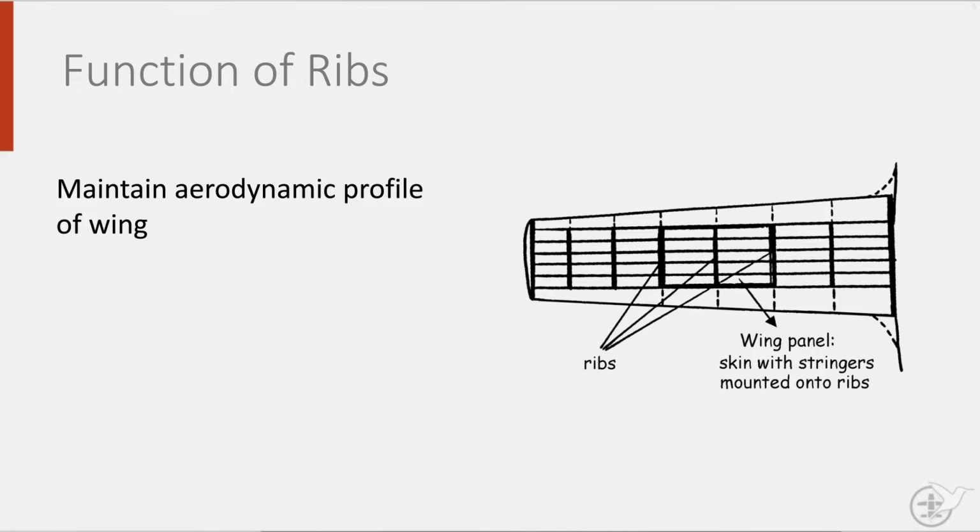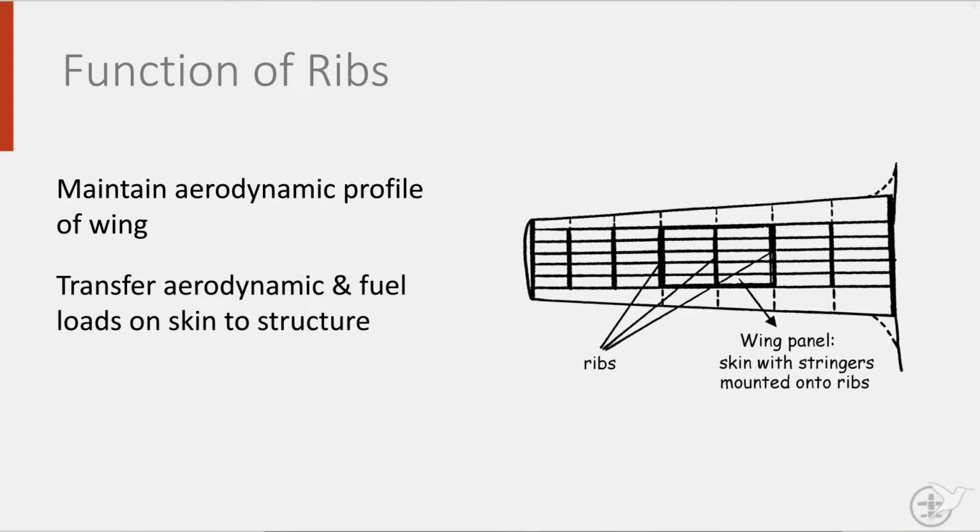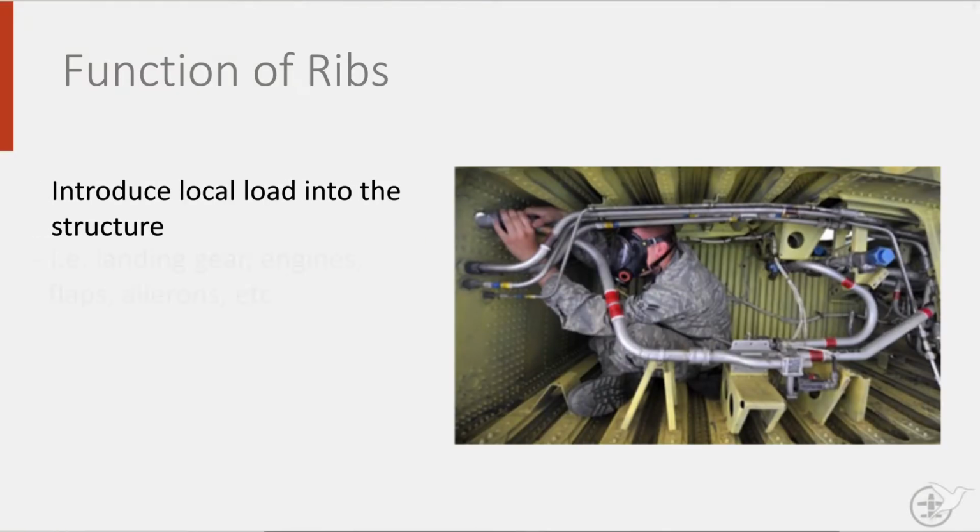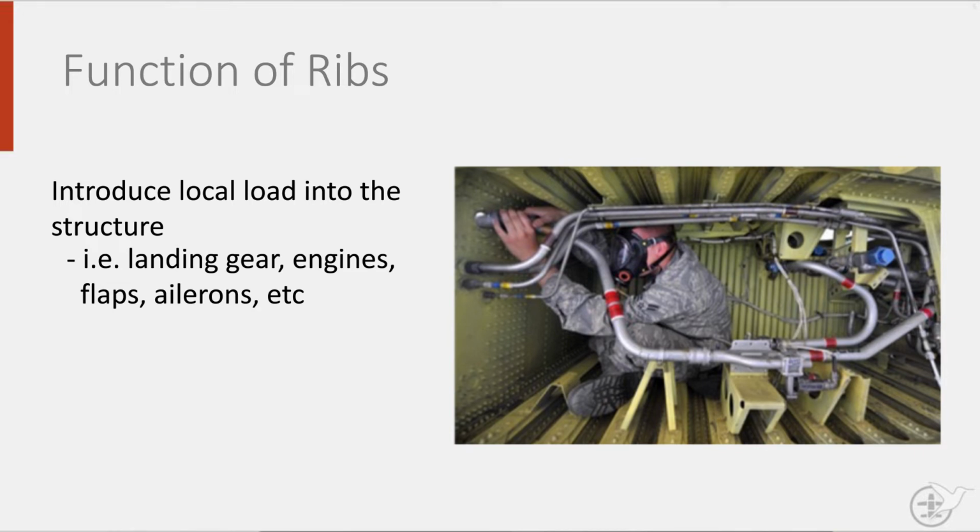Secondly, they also transfer the aerodynamic and fuel load exerted on the skin into the rest of the wing structure. Next to that, they also provide stability against panel buckling of the skin panels. Another important function of ribs is to introduce local load into the structure. For instance, the landing gear, the engines, but also the flaps and the control surfaces such as the ailerons. Finally, ribs also have a sealing function in the case of an integral fuel tank.